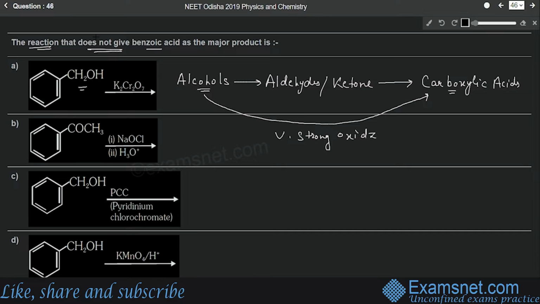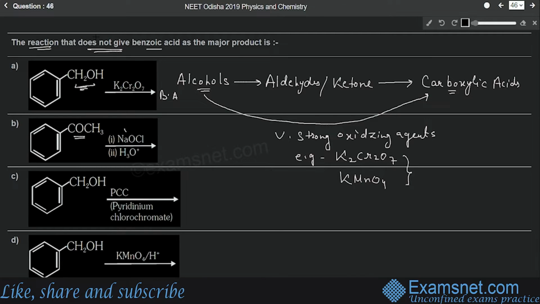And what are the examples of such strong oxidizing agents? Some of the well-known examples are potassium dichromate, K2Cr2O7, and potassium permanganate, that is KMnO4. Now let's come to the options here. In the first one we have an alcohol, and potassium dichromate is being used. Just now we saw that potassium dichromate is a very strong oxidizing agent which is capable of converting an alcohol into carboxylic acid directly. So yes, benzoic acid will be formed in this case. Now in the second one we have a ketone.